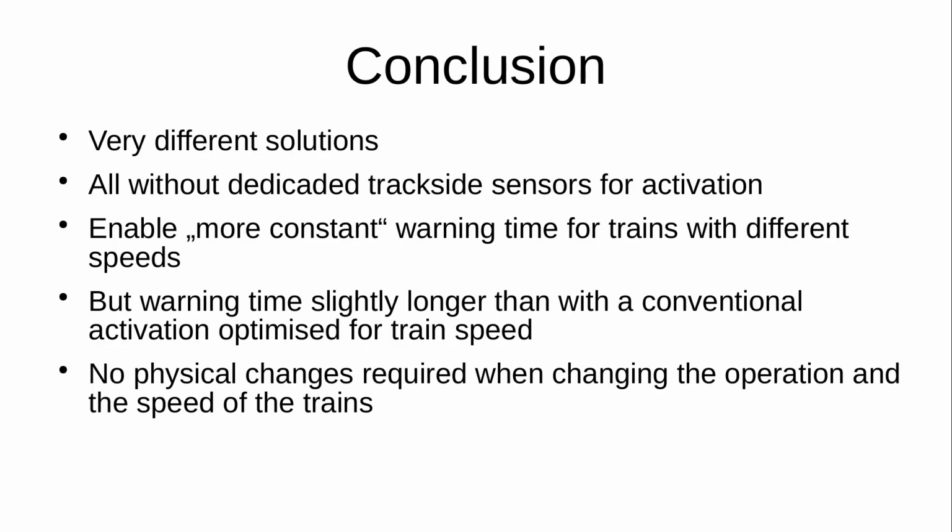Because all depend in some way on the speed of the trains, the warning time is more constant. But because of system delays, the warning time will be slightly longer compared to activation with trackside sensors that is optimized for the speed of the train. Because in all solutions there is no hardware in the track that is adapted to the operation and the speed of the trains, the operation and the speed can be changed without physical adjustments.